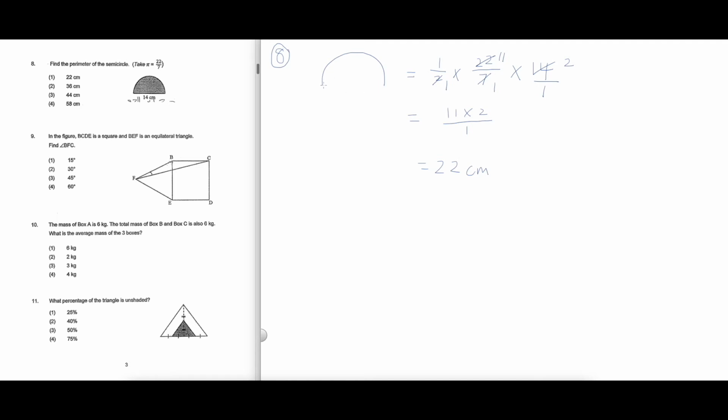I need to add on the diameter. So my answer is 22 plus 14. You are gonna get, let's do the working together, alright? 36. Okay? 36 cm is your answer, and it is option 2. Okay? Very, very straightforward. Don't forget to add the diameter, and you'll be fine.